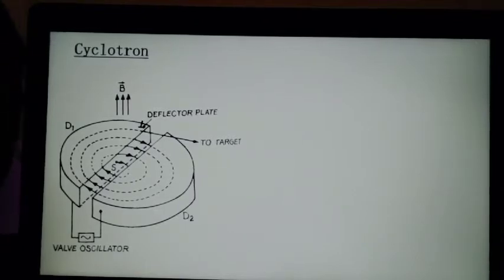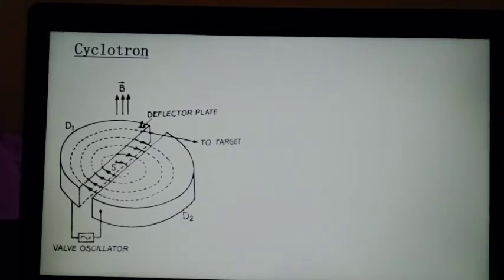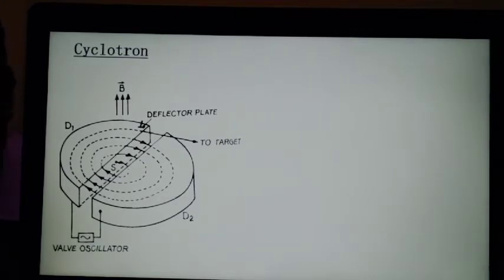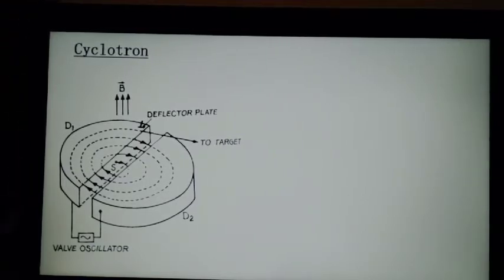And in between the gap of the Ds, you can find a source S, which provides the positively charged particles which are to be accelerated. So that is the charge source. These are the basic requirements for a cyclotron.